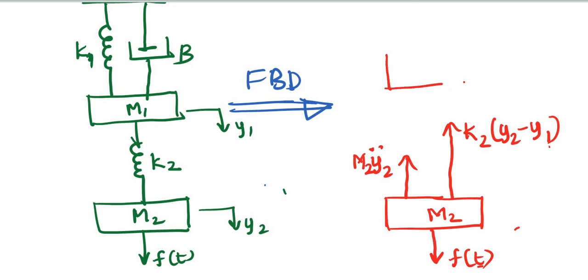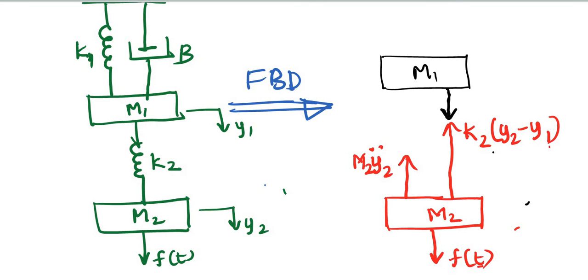So now let us come to mass M1. I will draw it with a different color. Let me represent mass M1 here. To this mass M1, the spring force K2 into y2 minus y1 is acting in the opposite direction.